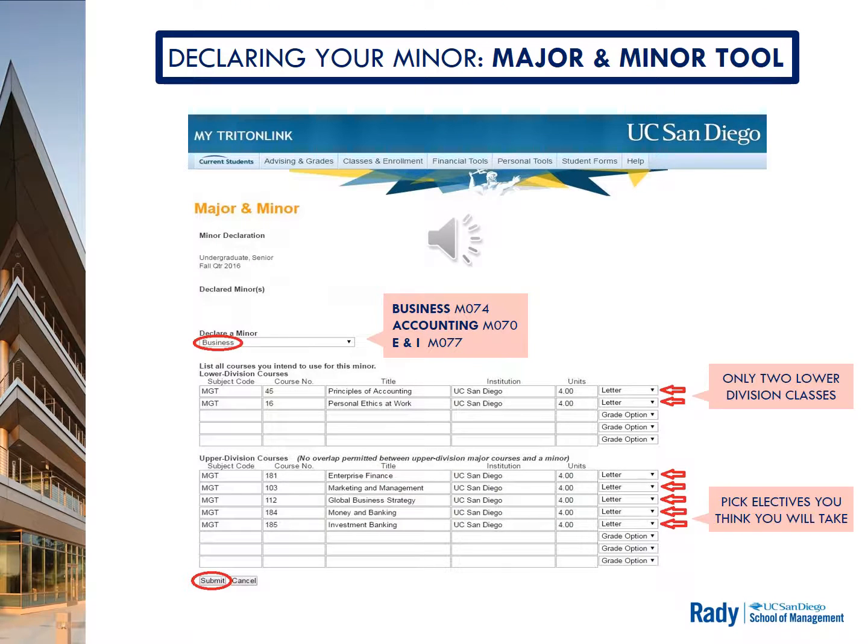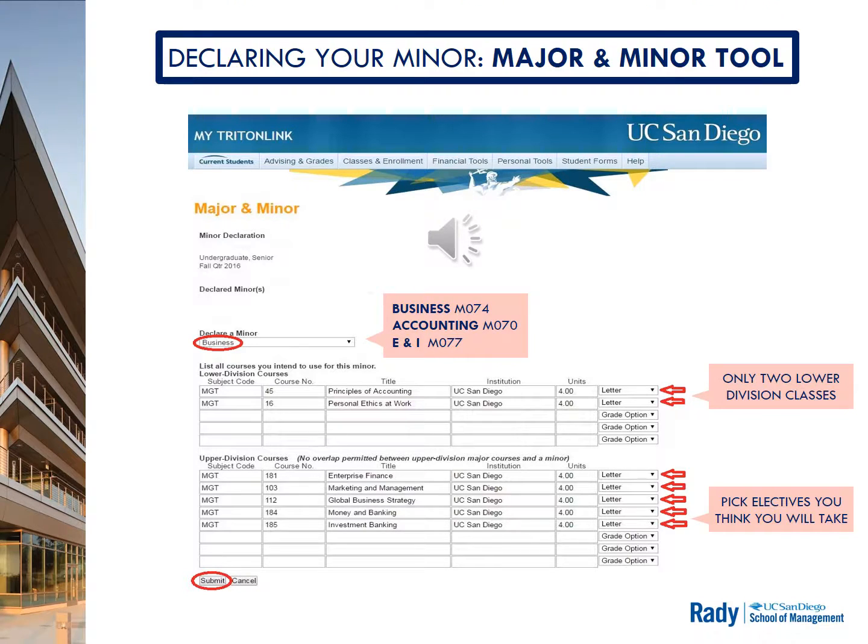Now you fill out the form with all the classes you have taken and all the ones you will take. The subject code, the majority will be MGT. If you're taking an elective from, let's say, the communications department, it will be a subject code of COMM. Then you enter the course number. You also list the class title, include the institution, that is where you took the class. So the majority of them will be UCSD.